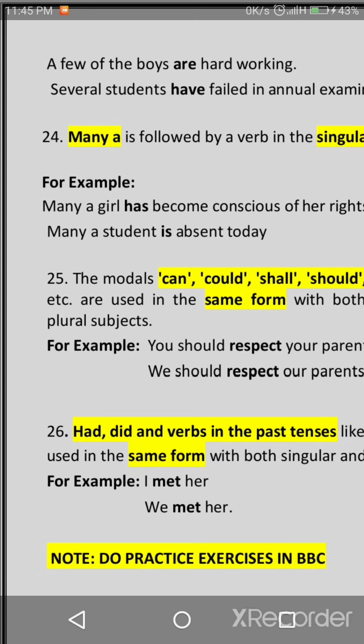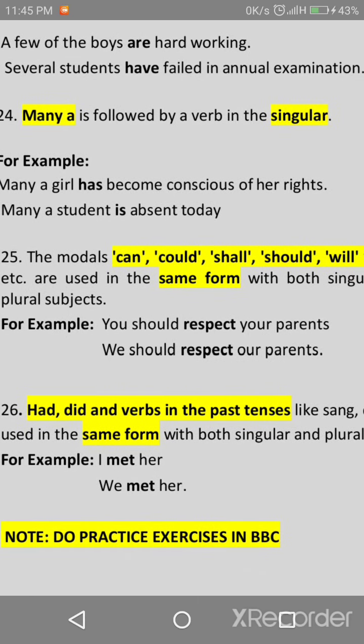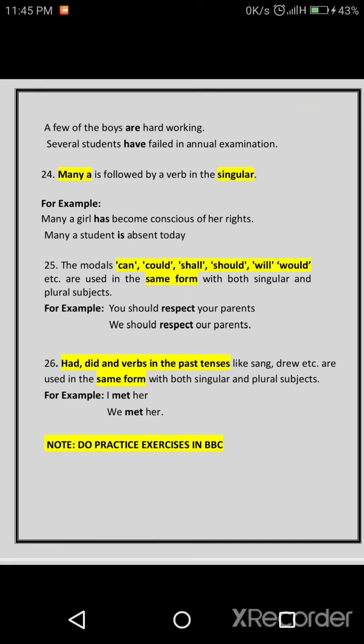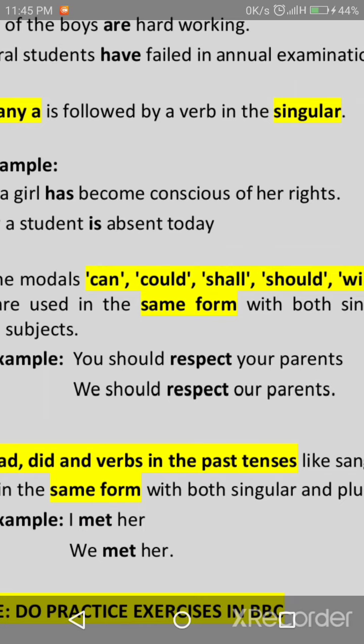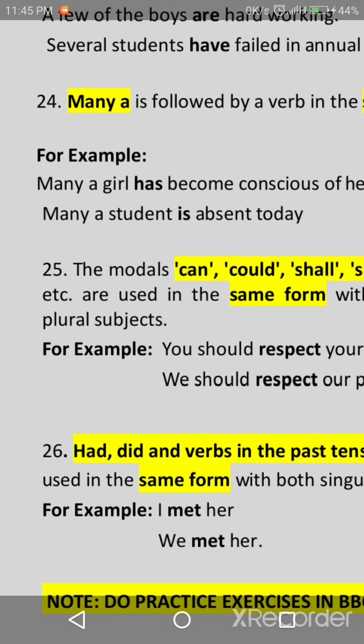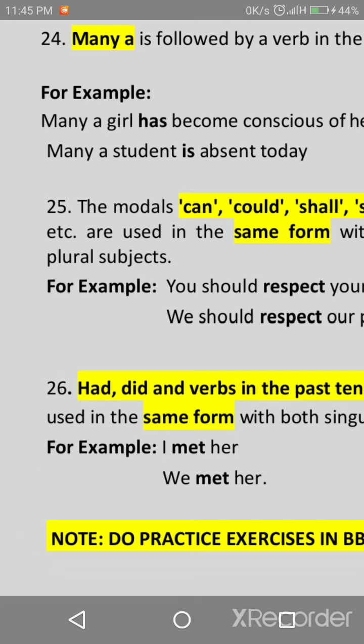Now rule number 24, many a is followed by a verb in the singular. When the word many a is written, then after that a singular verb is used. For example, many a girl has become conscious of her rights. Means many of the girls, they are conscious of their rights. Many a student is absent today. Means many of the students, they are absent today.